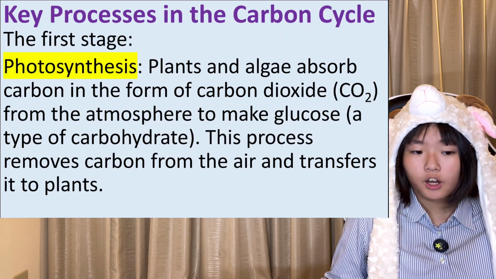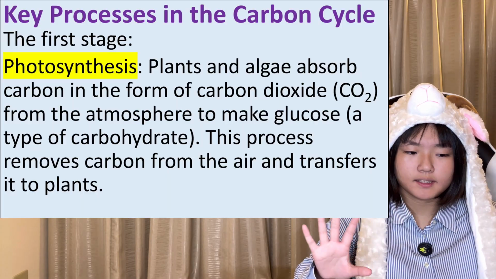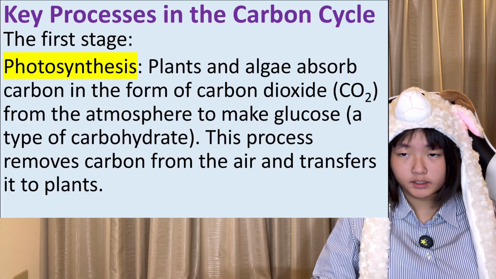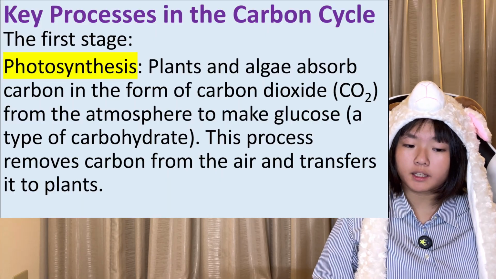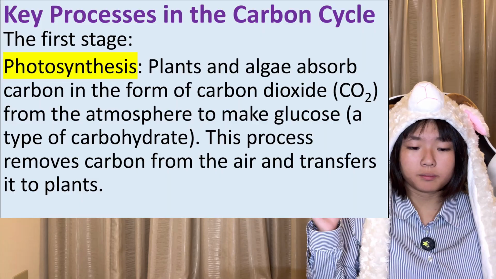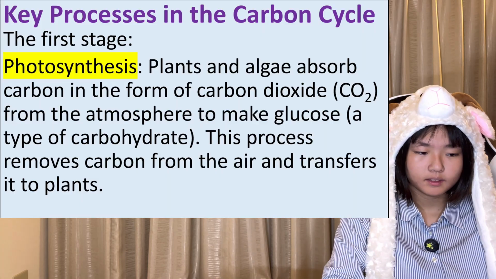The first stage of the carbon cycle is photosynthesis. Plants and algae absorb carbon in the form of carbon dioxide, CO2, from the atmosphere to make glucose, a type of carbohydrate. This process removes carbon from the air and transfers it to the plants.